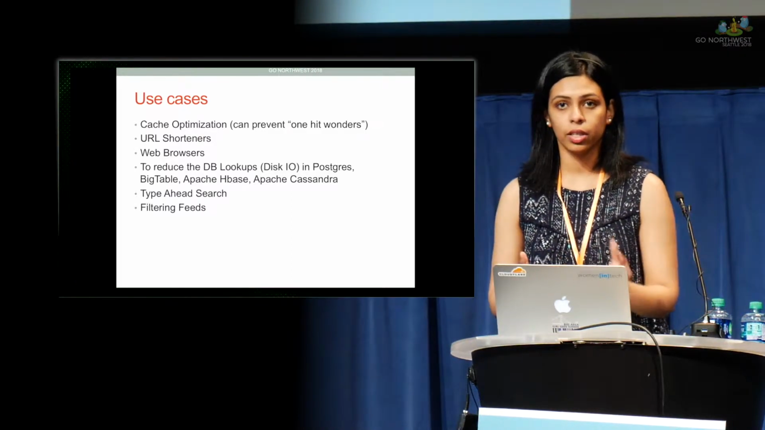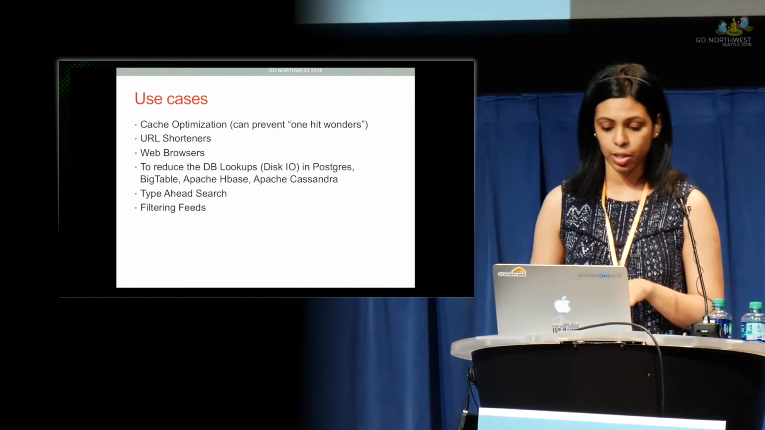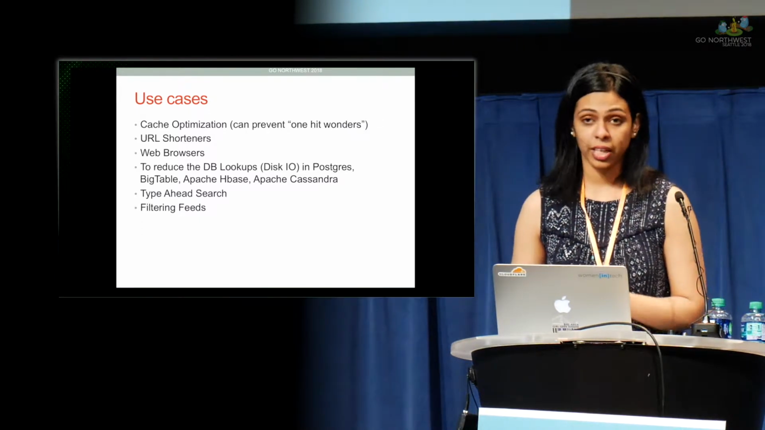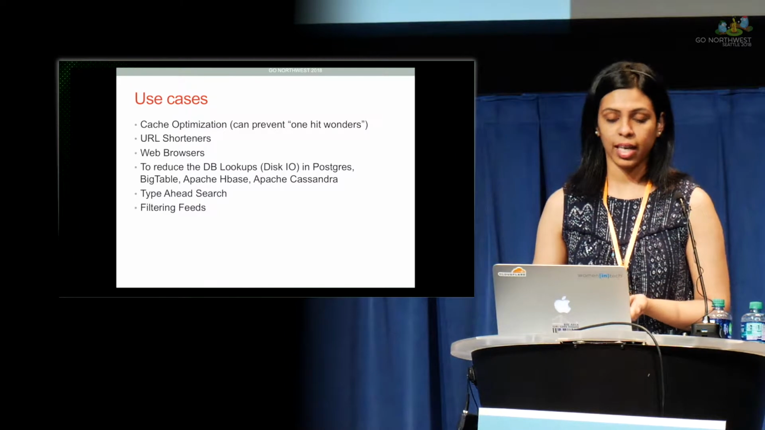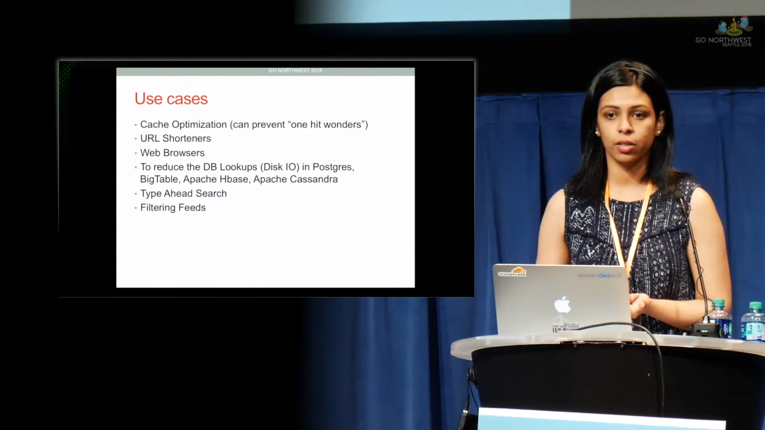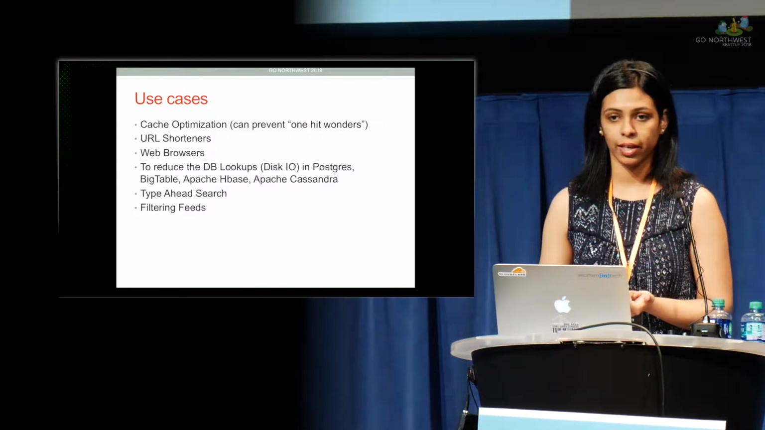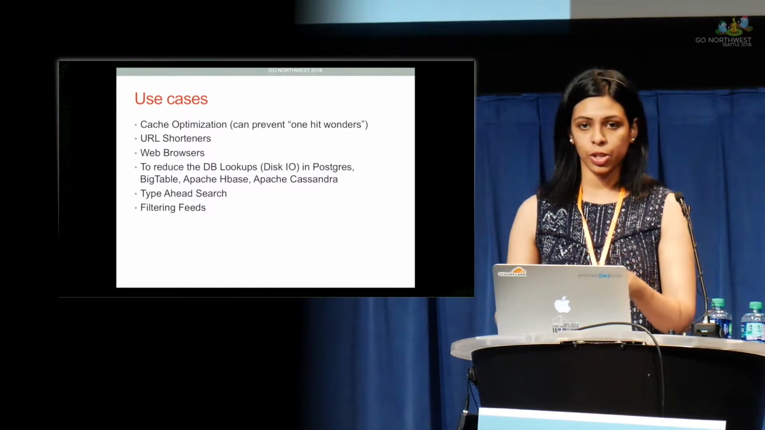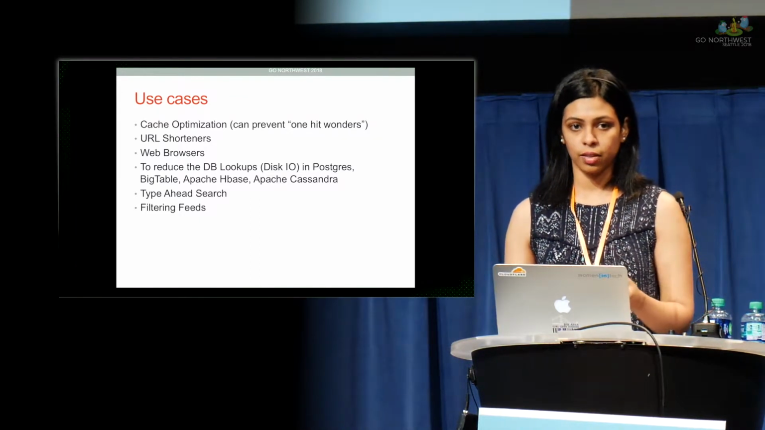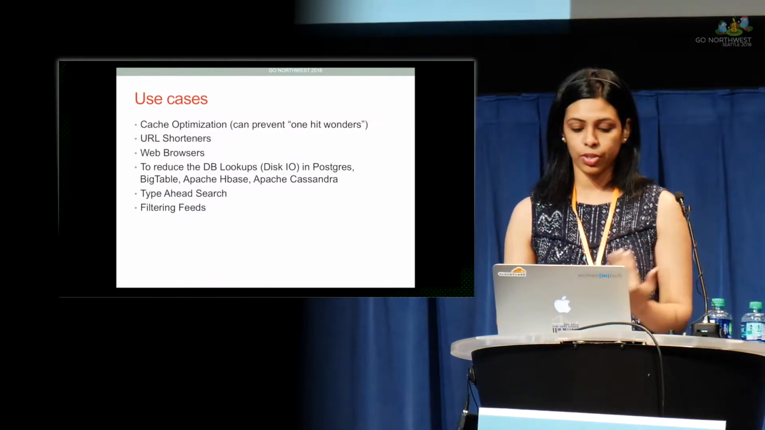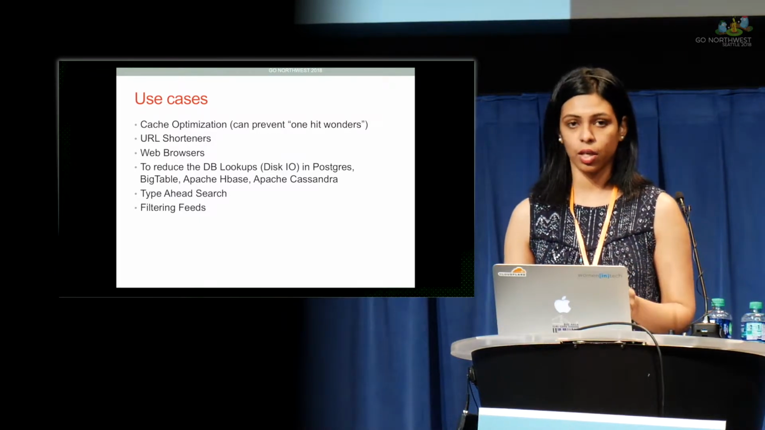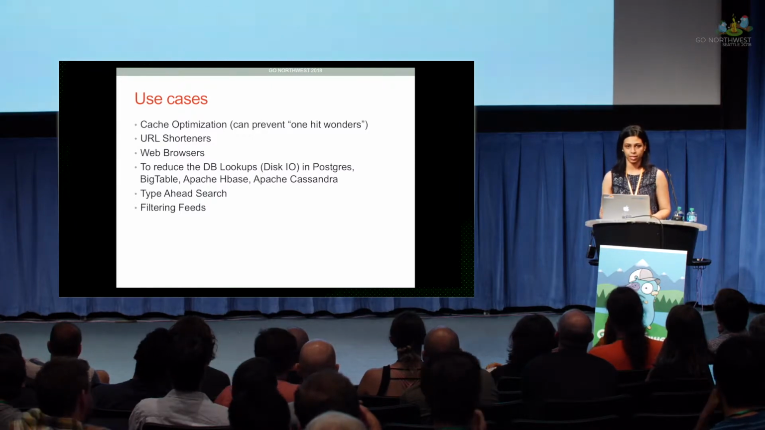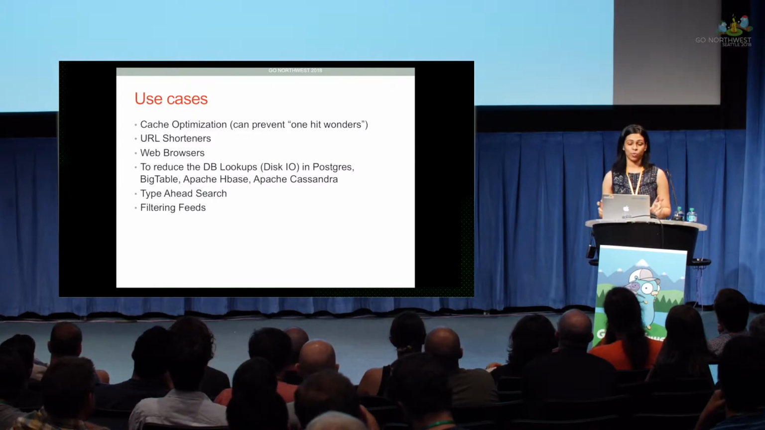And other real world scenarios where they actually use these sorts of data structures: they are extensively used in many use cases. One is cache optimization. In one survey by a CDN company, they said that typically when you cache a request the first time you see it, most of the time they are one-hit wonders. A user may request the data for the first time and may not request it for the second time at all. This is what they term one-hit wonders.